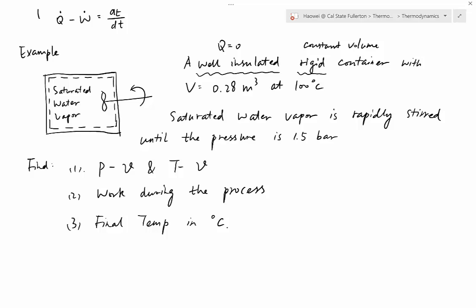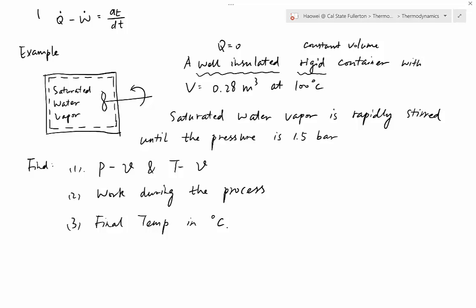Work is being added to the water vapor, or energy is being added to the water vapor through this paddle wheel. So if the water vapor receives additional energy, what is going to happen? The temperature and pressure will probably go up. In short, the energy inside the water vapor will go up. So you start from saturated water vapor, point G, and then you add more energy into it. Obviously, it's going to become superheated water vapor. Okay, so when do we stop? We stop when the final pressure is 1.5 bar.